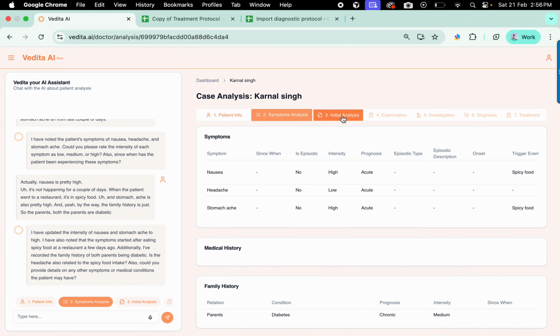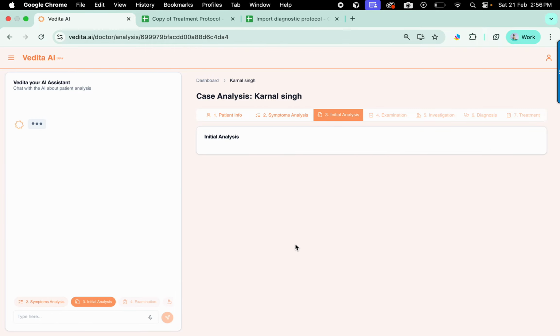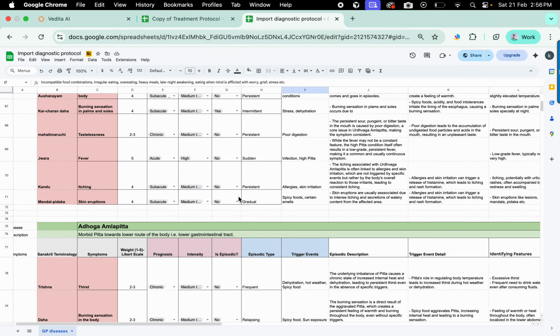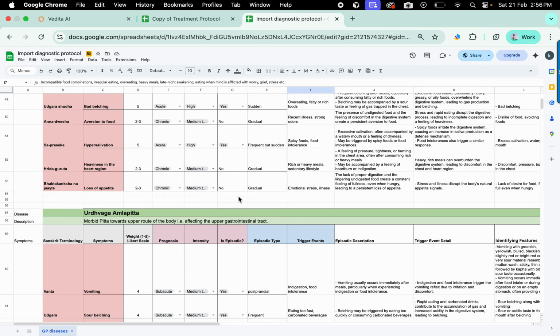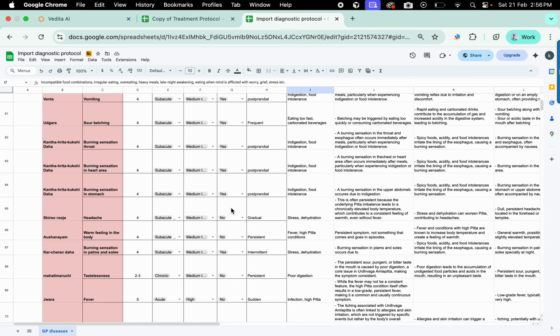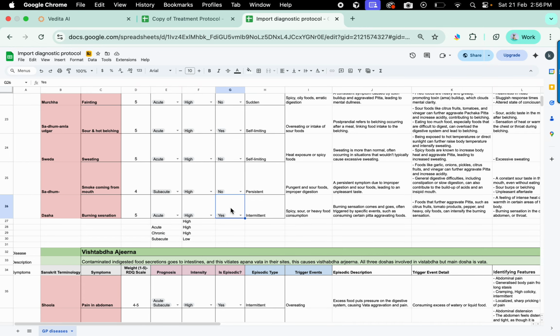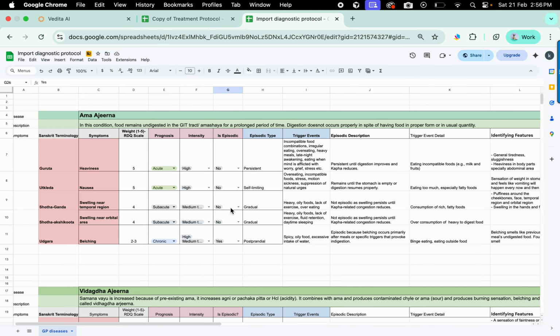It is going to do initial analysis and give us a differential diagnosis. So it starts working. It starts looking at the protocol that we've defined. It is going to look at all this and figure out what's the best probability of the diagnosis and give a reason for that. And of course, the doctor can apply their own experience and their own mind on what would be the final outcome.